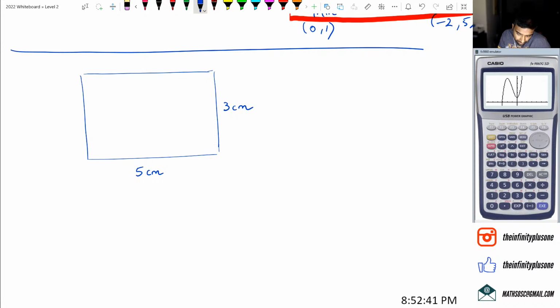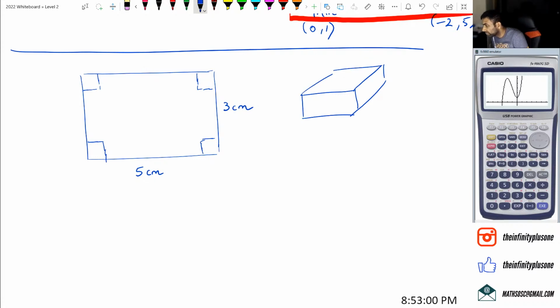Sometimes they say, we're going to cut the corners out, the 4 corners, to create a net, and then fold it up into a box that looks like this. So that's pretty much the question, and they ask, what is the maximum volume for this?